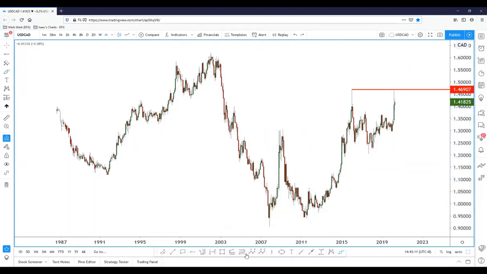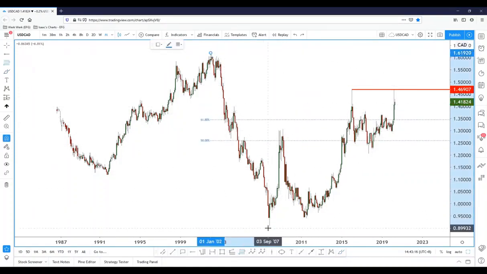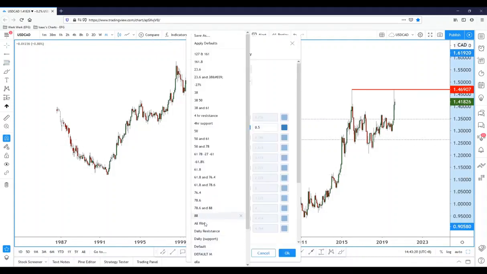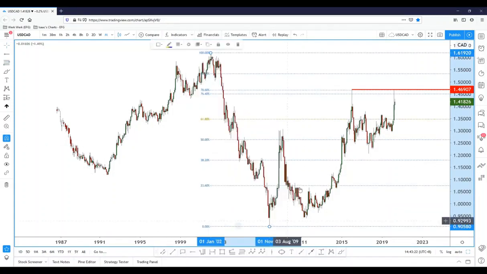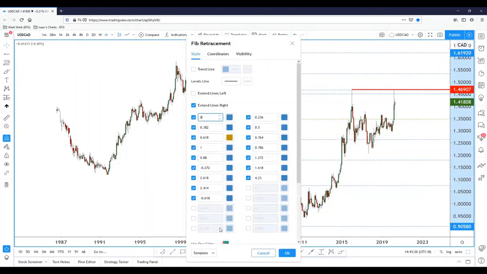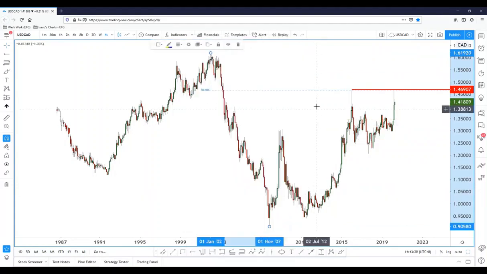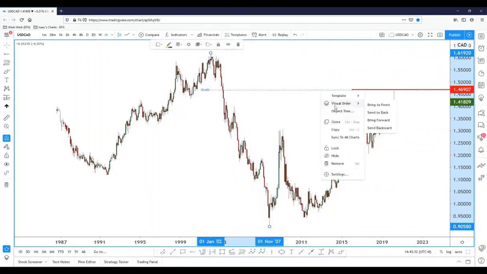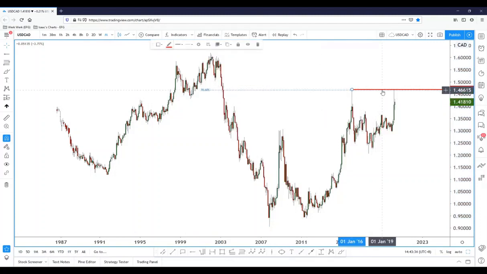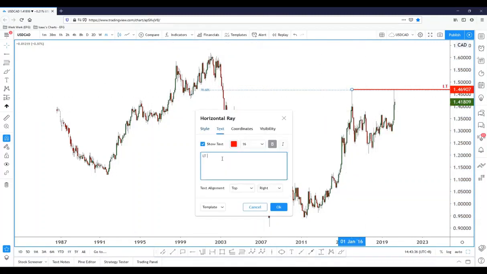So with that, let's take a retracement. Open up all Fibonacci ratios. And we see that this graphical resistance falls right on the 78.6 retracement, which is a key level. So we can call this our long-term resistance.